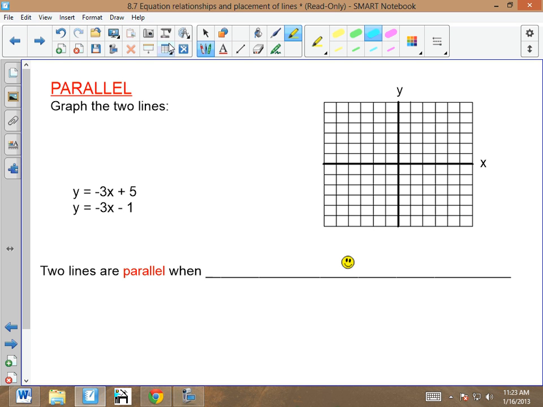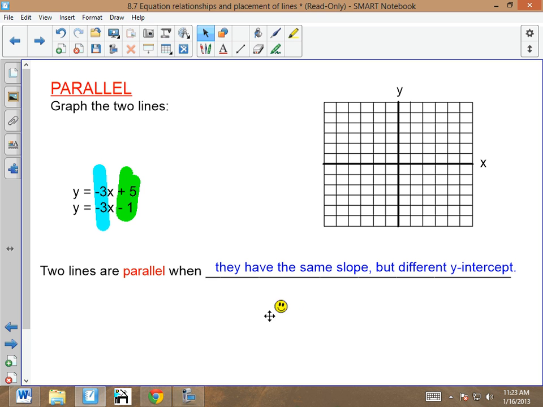So, here we go. Let's first look at our slopes. Are our slopes the same? Yep. What do we notice about our y-intercepts? They're different. So, the definition: two lines are parallel when they have the same slope, but different y-intercepts. So I go to plus 5, 1, 2, 3, 4, 5. Let me change colors. I'm a chameleon. And I go down 3 over 1. Down 3 over 1. There's my line.